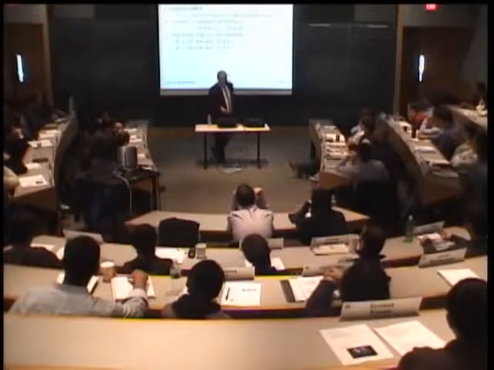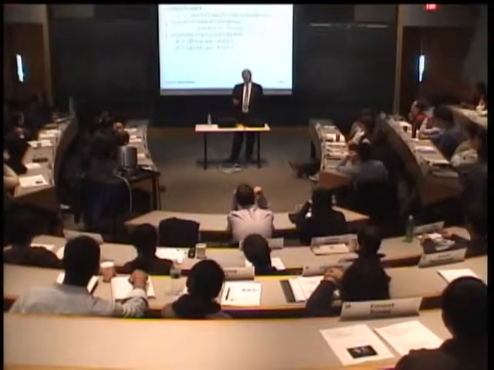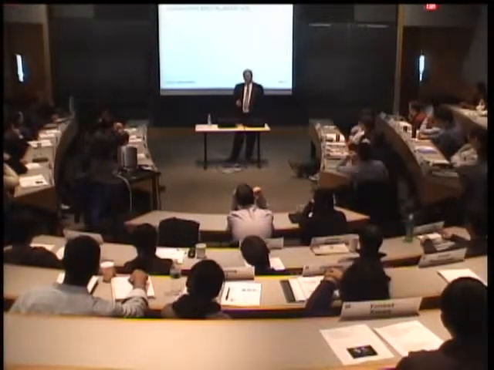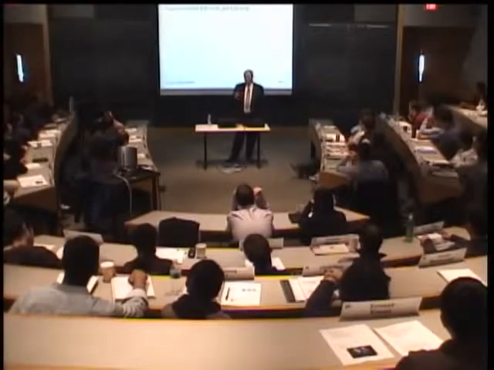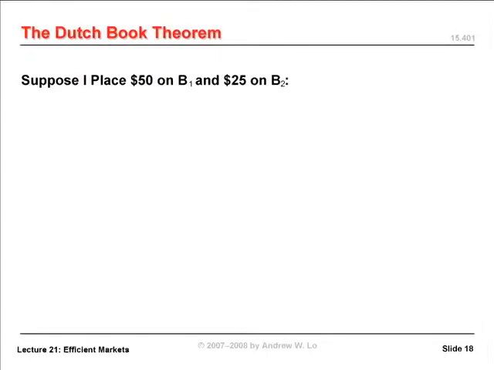Now, if that's the case, you're willing to take bet B1 and B2, here's what we're going to do. I'm going to place $50 on B1 and $25 on B2. That's the wager that I want to engage in with you. If we do that, then let's see what happens. If A occurs, I lose my $50 on B1, but I win 3-to-1 odds on my $25 on B2.